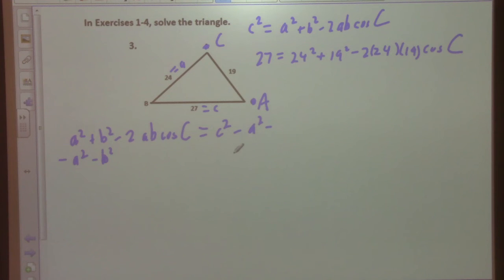We subtracted A squared and B squared from both sides, and so that cancels out this over here. What's the next thing to do? Divide by negative 2ab. So now we have all this divided by negative 2ab, and this is canceled out. What's left? Cosine C. So how do you solve for C? C is equal to inverse cosine of all this.